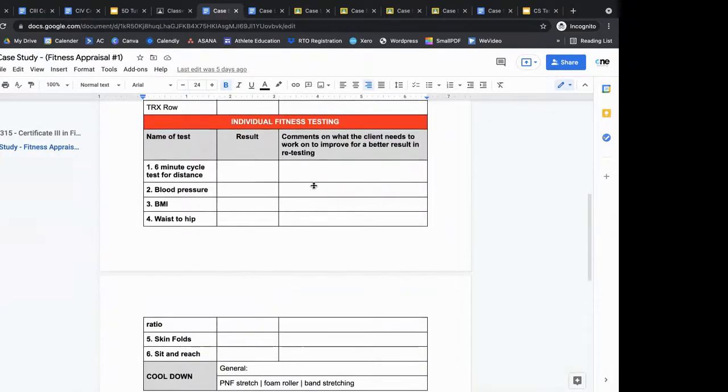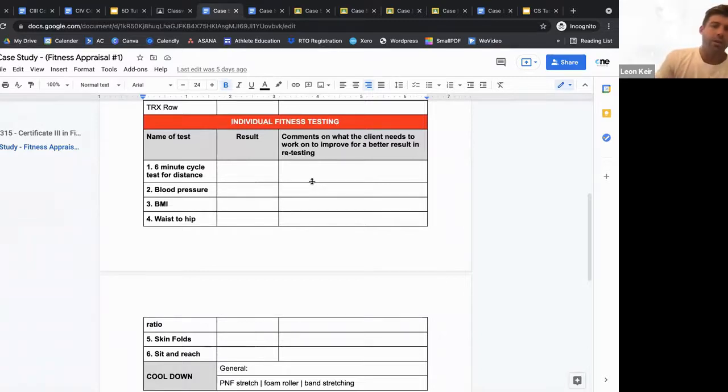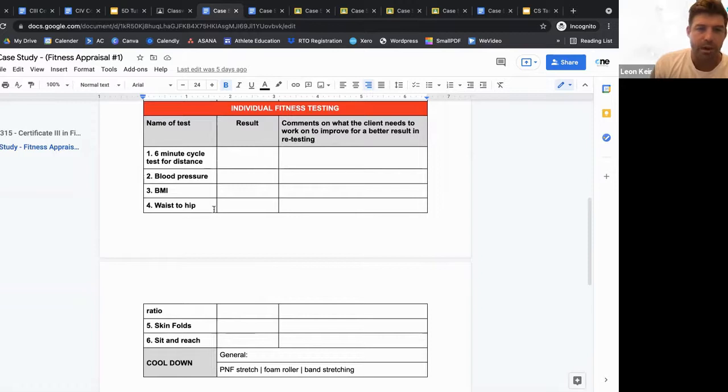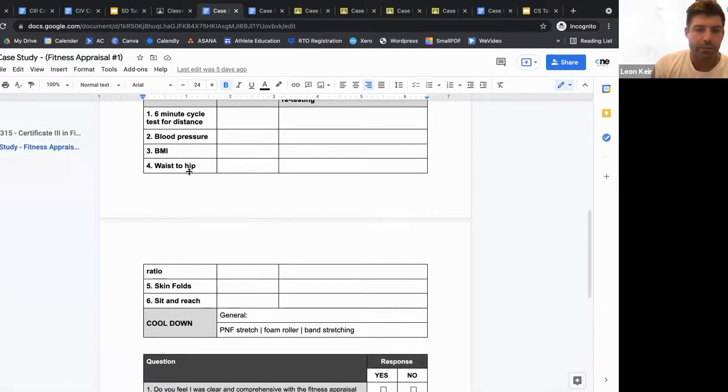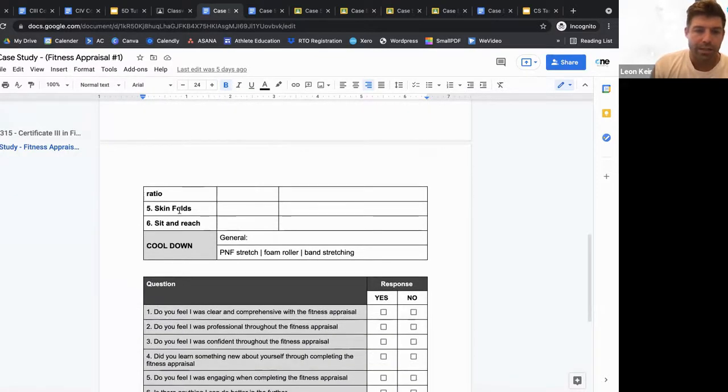All right, then we've got what we call individual testing. The test that we've chosen is a 6-minute cycle test. So for distance, you're on a bike, ride for 6 minutes and get their result. Then you've got your blood pressure, your BMI, your hip to waist ratio, your skin folds. We're just going to do that over 4 sites, guys. So skin folds, and then we've got a sit and reach.